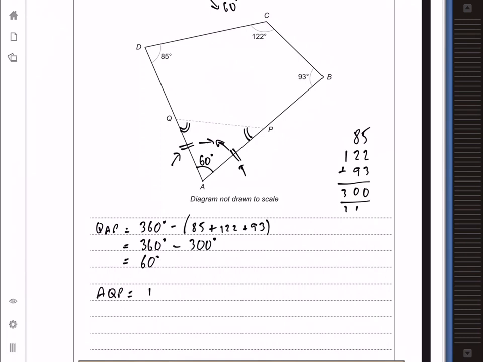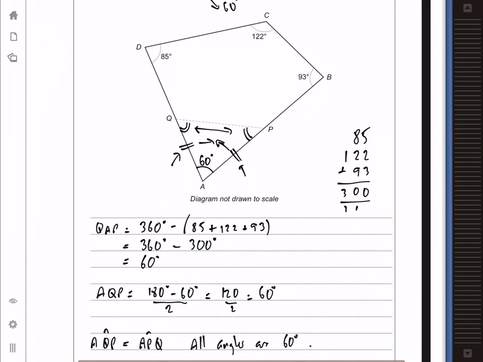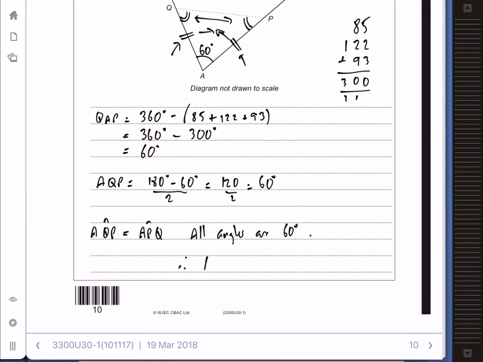So let's go for AQP. That's 180, because angles in a triangle add to 180, take away the 60 degrees that we know, and because that and that are the same, we then have to divide by 2. That leaves us with 120 over 2, 60 degrees. AQP is the same as APQ, which means that all angles are 60 degrees. Therefore, an equilateral triangle.